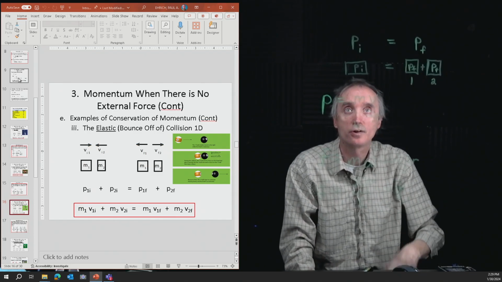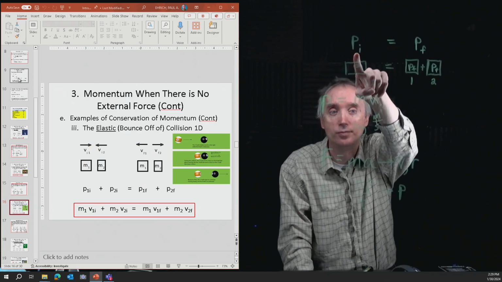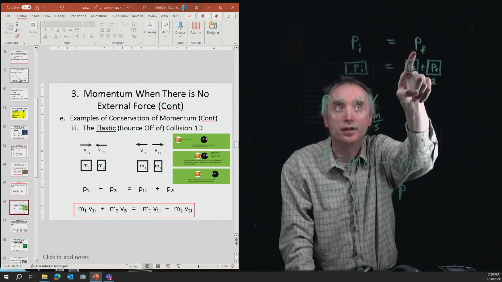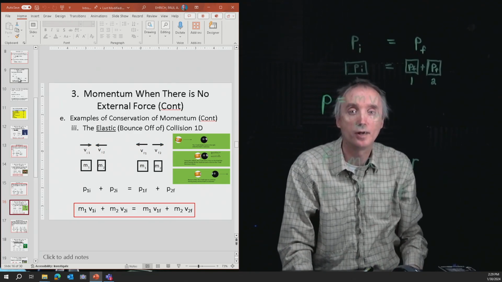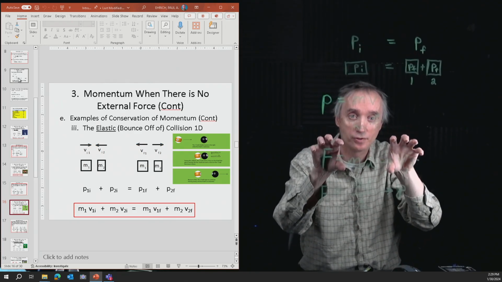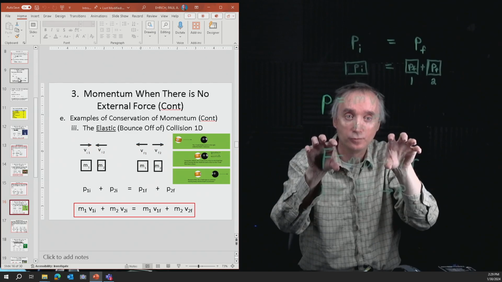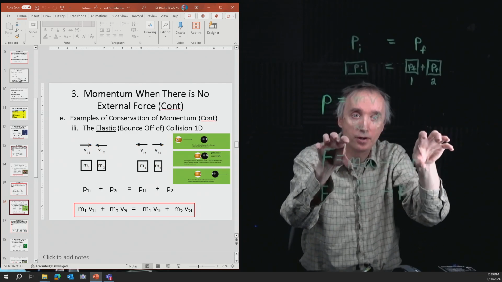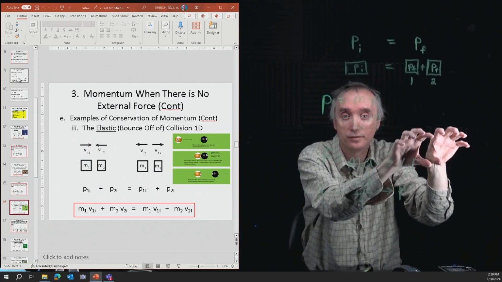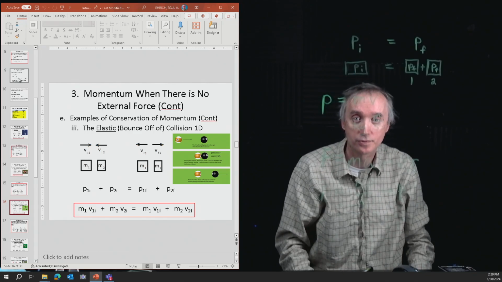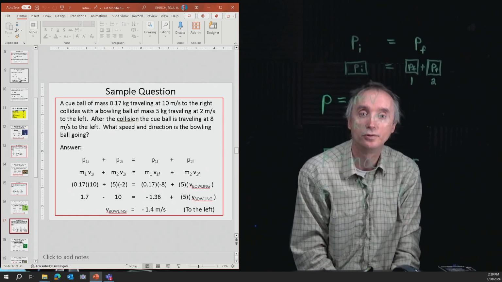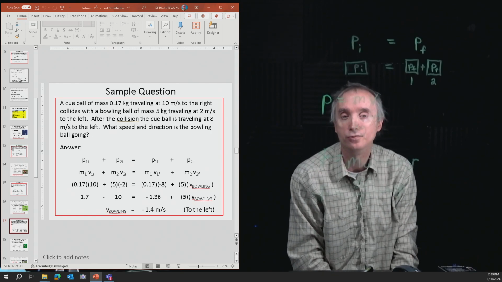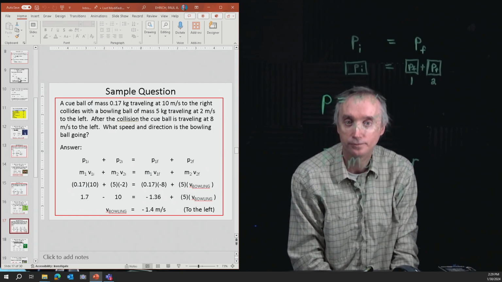We're going to start off by saying that the initial momentum of the system has to equal the final momentum of the system. But this time you'll have two initial momentums, and then when they've collided and come apart, you're going to have two final momentums. And here's an example of how you would use that equation.